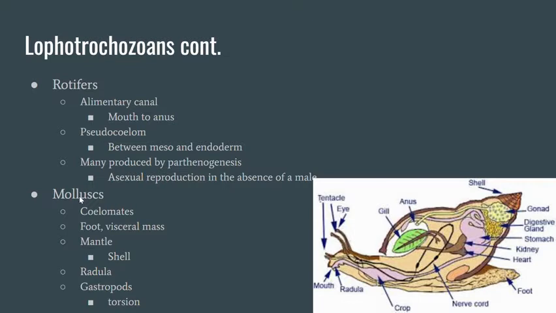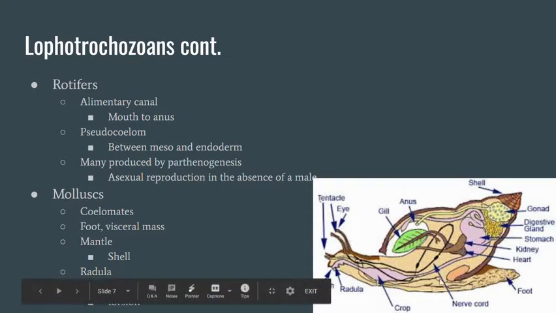Next, you have your mollusks. These are coelomates. They have a foot, which is down here. They have a visceral mass, which contains all their organs. They have the mantle, which is responsible for secreting a shell, a hard shell. And they have a radula, which is kind of like sharp hooks or teeth that pick up food.